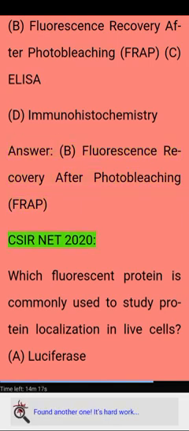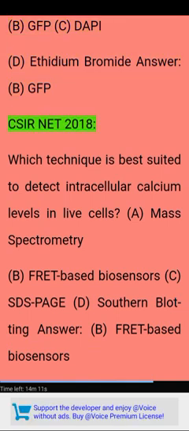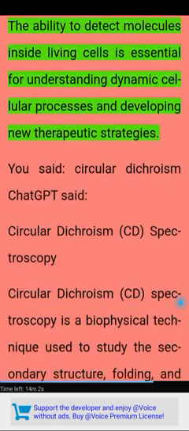CSIR NET 2020. Which fluorescent protein is commonly used to study protein localization in live cells? A. Luciferase. B. GFP. C. DAPI. D. Ethidium bromide. Answer, B. GFP. CSIR NET 2018. Which technique is best suited to detect intracellular calcium levels in live cells? A. Mass spectrometry. B. FRET-based biosensors. C. SDS-PAGE. D. Southern blotting. Answer, B. FRET-based biosensors.